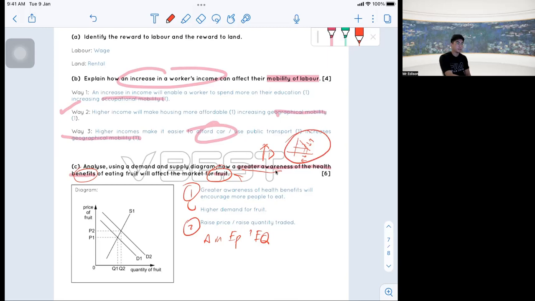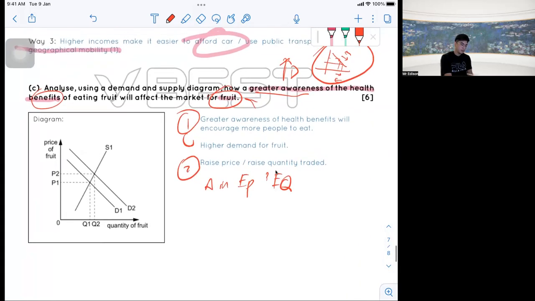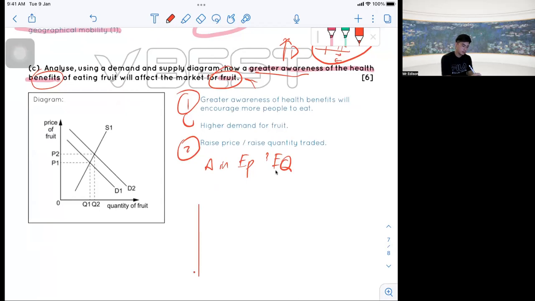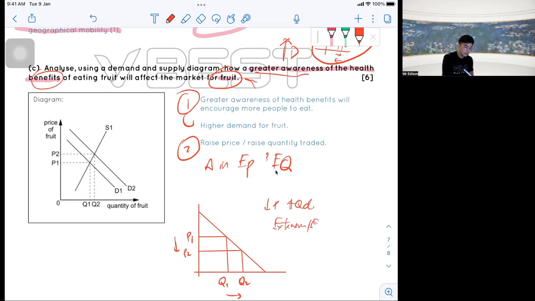This one is price factor. This is non-price factor. Price factor is this. So you have P1 and then you have P2. You see that? Q1, Q2. Lower price, higher quantity demanded. You get it? So lower price, higher quantity demanded. This is what we call extension or expansion. Yeah, from A to B, movement along the curve.